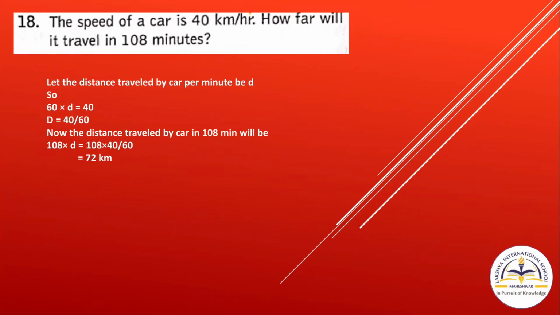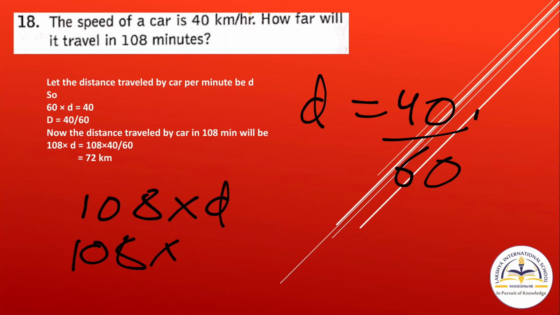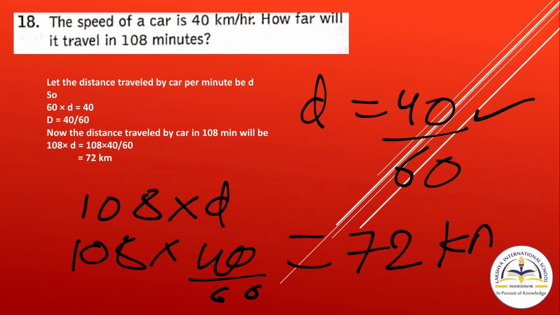Now question number 18. The speed of a car is 40 km per hour. How far will it travel in 108 minutes? Let the distance traveled by the car per minute be d. Now 60 multiplied by d equals 40. Now d will be equal to 40 by 60. Now the distance traveled by the car in 108 minutes will be 108 multiplied by d. Now in place of d we will put 40 divided by 60. Now you have to solve this and then you will get the answer, that is 72 kilometers.